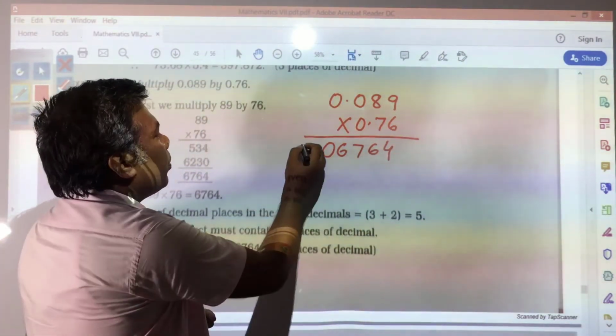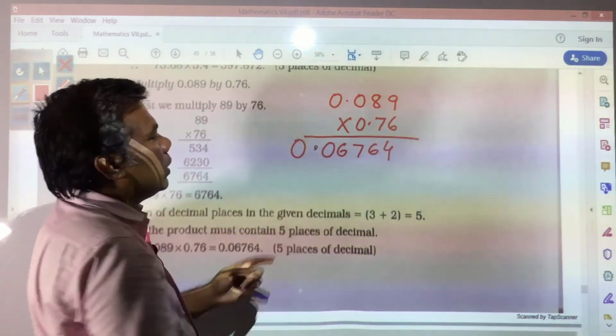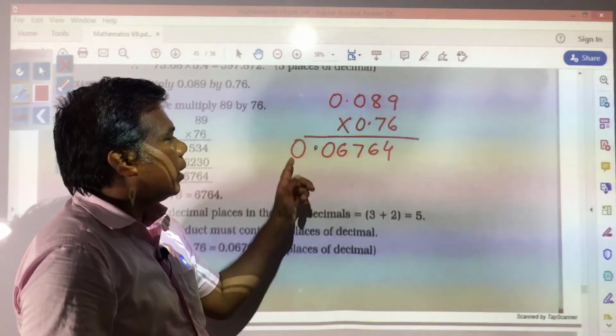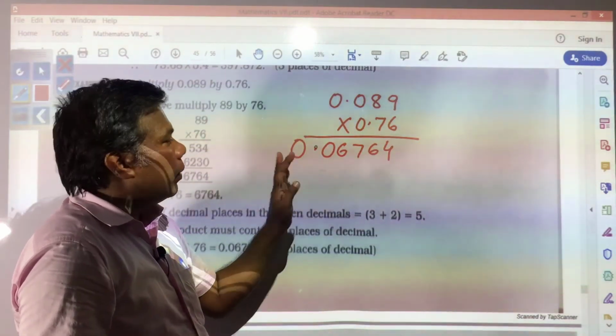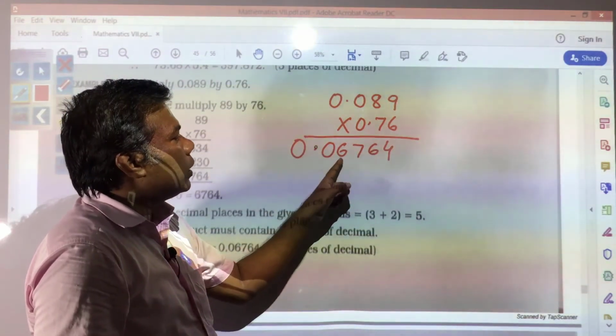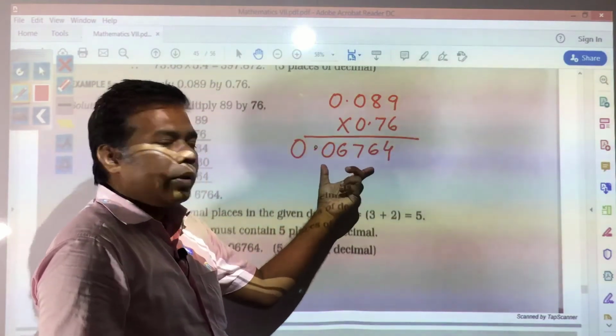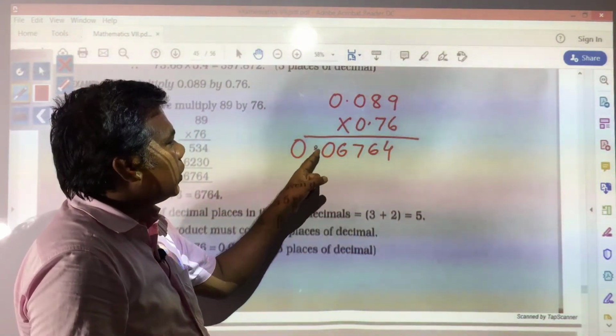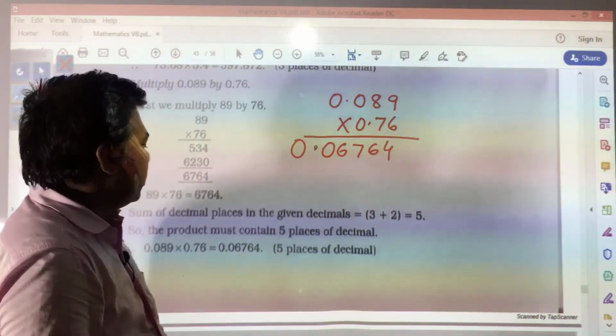And here you can put 0 so that the decimal will be visible, and that is why the 0 can be put, otherwise there is no use of this 0. If you are writing 0.06764, that will be your answer, but the decimal should be visible, that is why 0 is written before that.